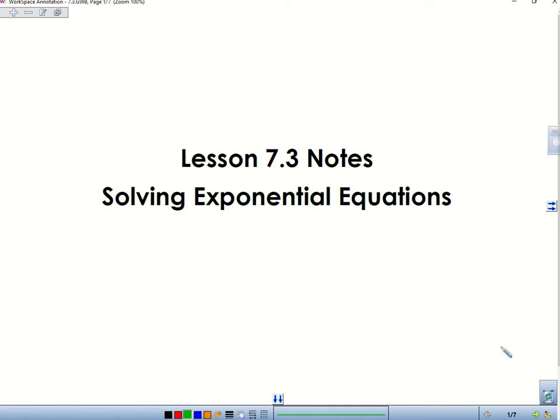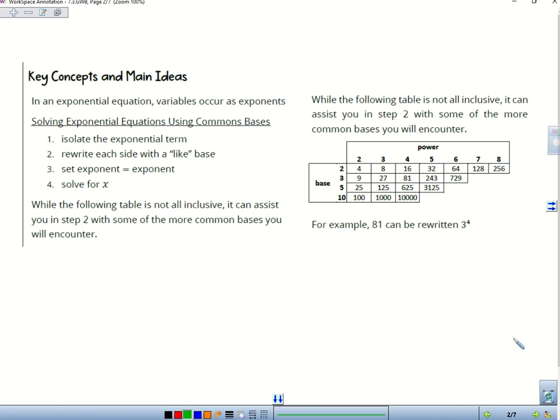Alright, so today we're going to be solving exponential equations. So, key concepts and main ideas. In exponential equations, variables occur as exponents. Solving exponential equations uses common bases. So the first step is to isolate the exponential term, rewrite each side with a like base, set exponent equal to exponent, and then solve for x.